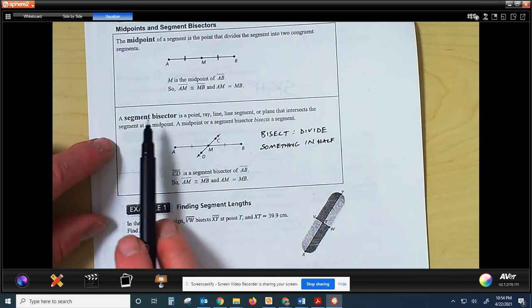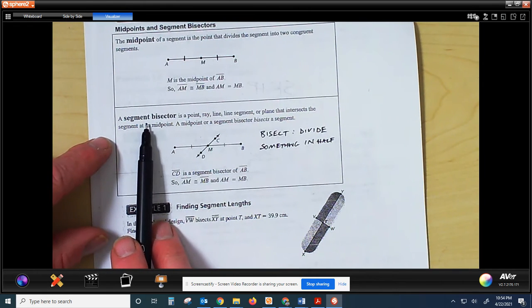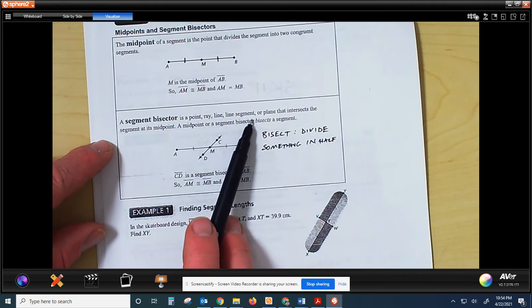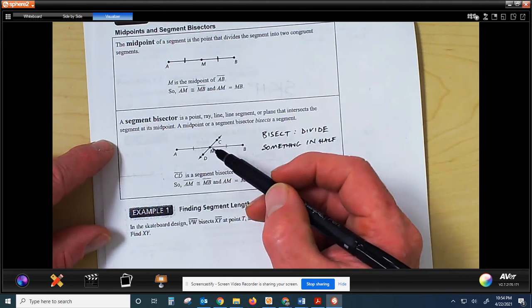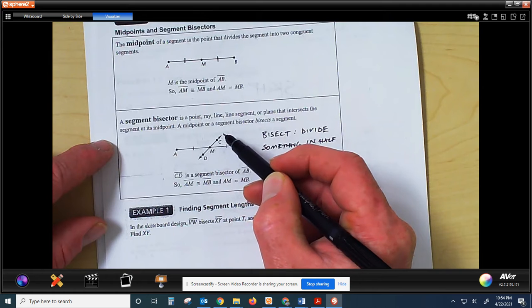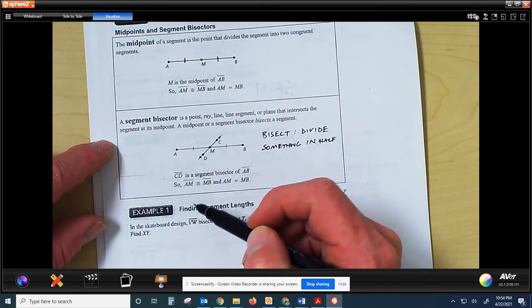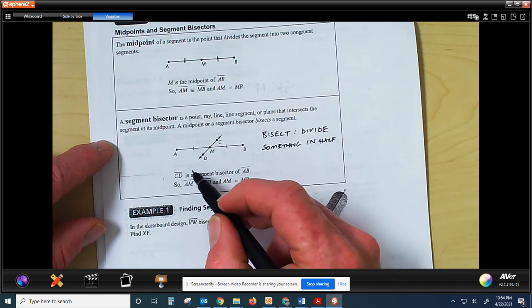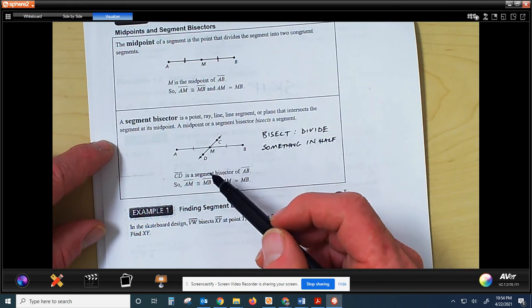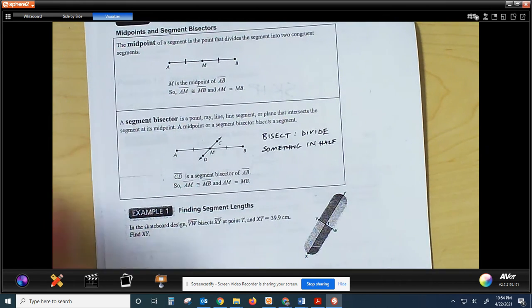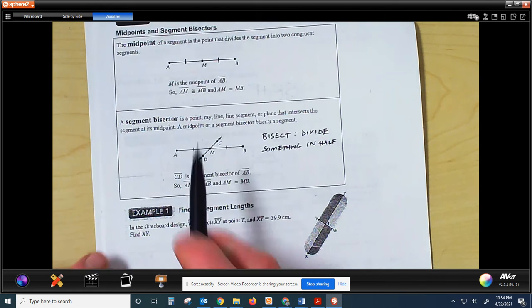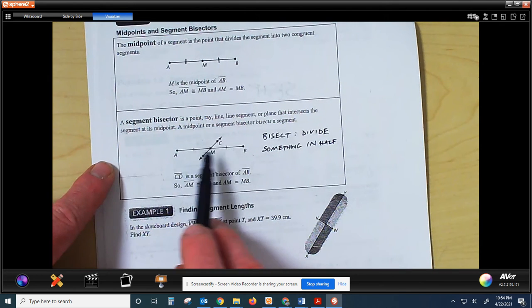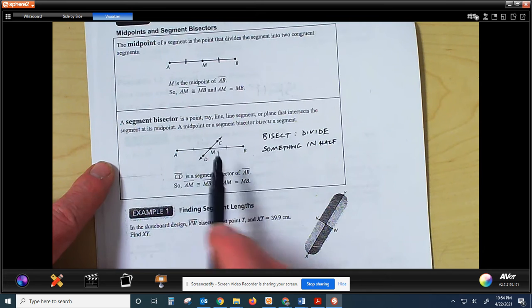So here, the segment bisector can be all kinds of geometric terms. It could be a point, it could be a line, that's what it is here, line DC, it could be a line segment, or it could even be a plane that bisects something, that gives us two congruent line segment lengths on either side.